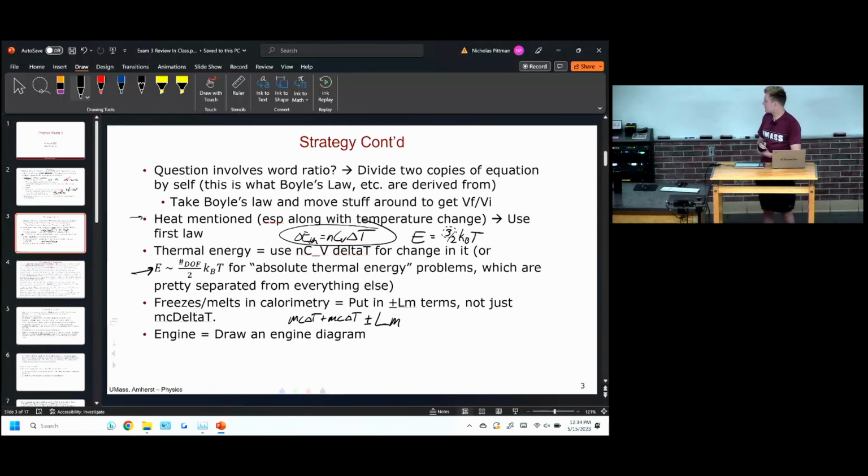Okay, and then lastly, if you see a question asking about an engine, you should be drawing the engine diagram. And that basically contains the conservation of energy equation in it graphically.